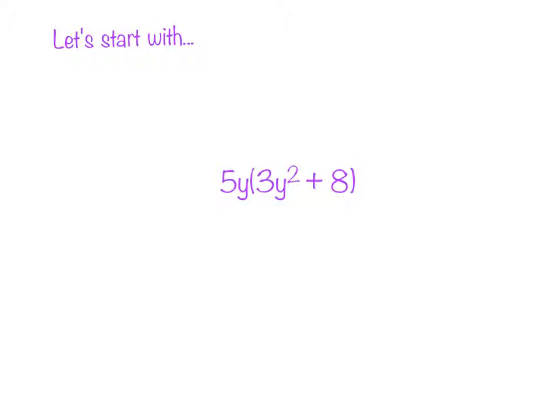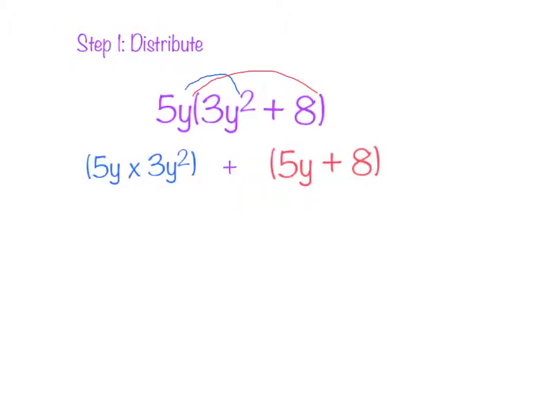Let's start with 5y times 3y to the second plus 8. Step 1. Distribute. First we'll distribute 5y and 3y to the second, which is 5y times 3y to the second. And then we'll add that to 5y distributed with 8, which will be 5y times 8.